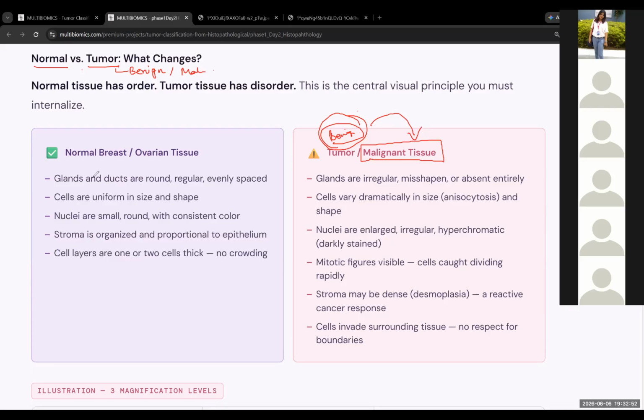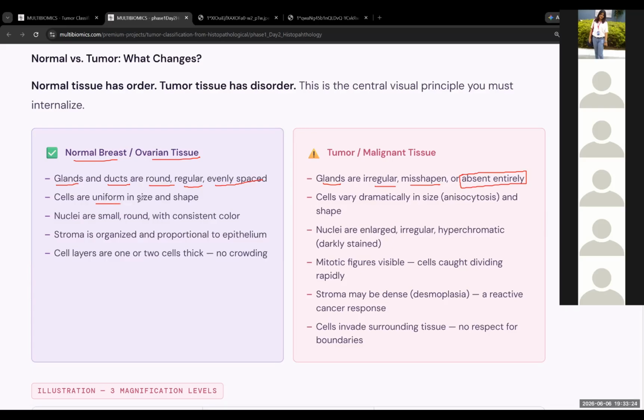So now, normal breast or ovarian tissue, you will be looking at glands, ducts. They are very round, okay? They are regularly shaped and evenly spaced, nice arrangement. But if you look at any malignant tissue, the glands are irregular, misshapen. You cannot recognize the shape of the gland, or maybe it is entirely absent, closed, not functioning.